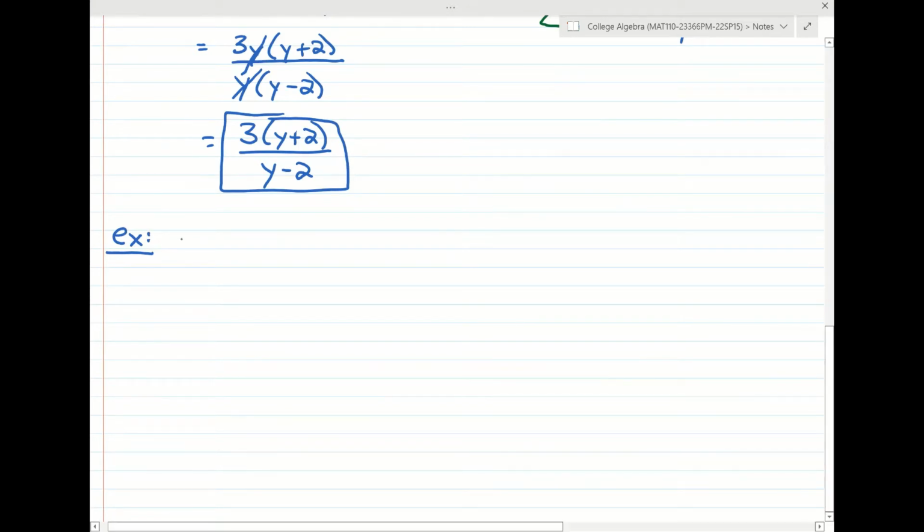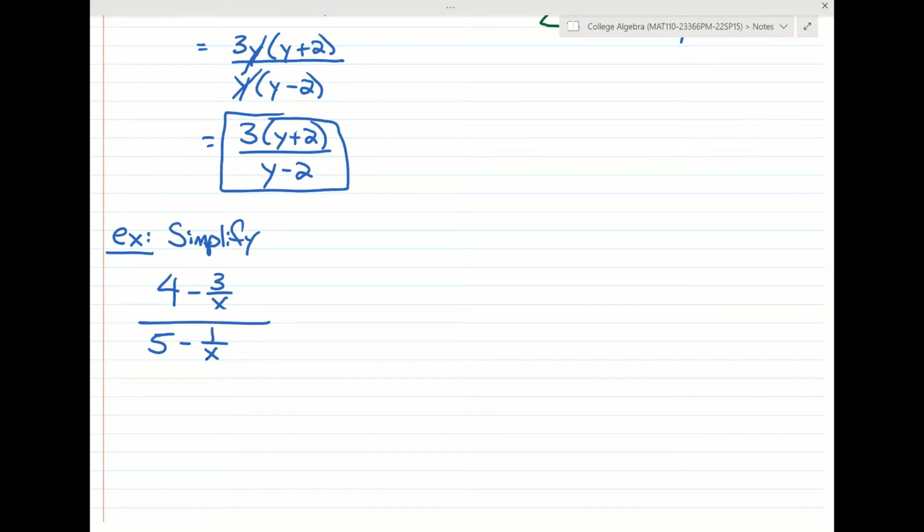So the next example, the directions are to simplify 4 minus 3 over x divided by 5 minus 1 over x. Another complex fraction. We have fractions within fractions. And I'll show you both techniques.